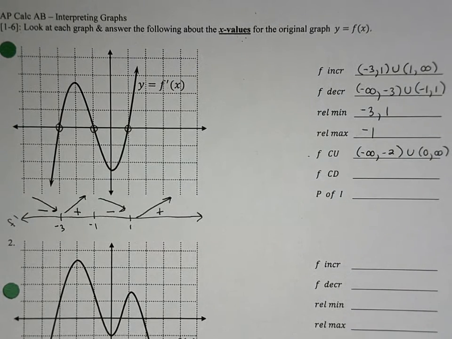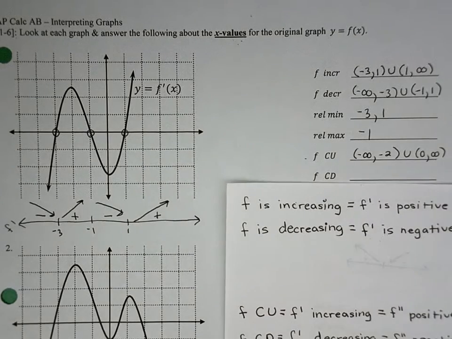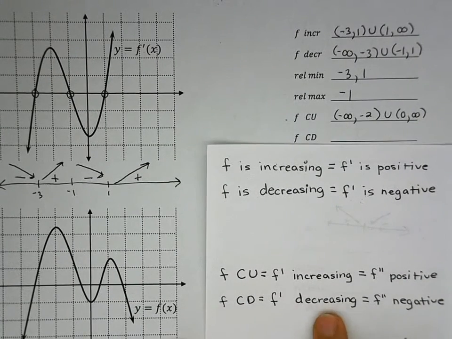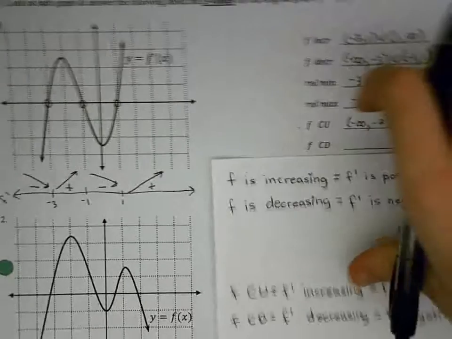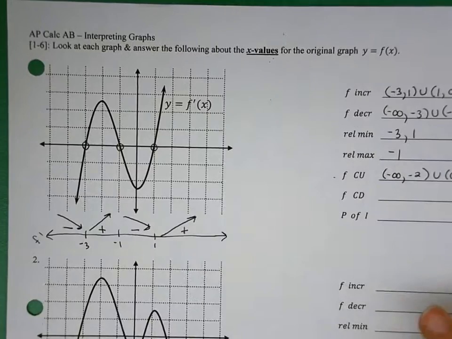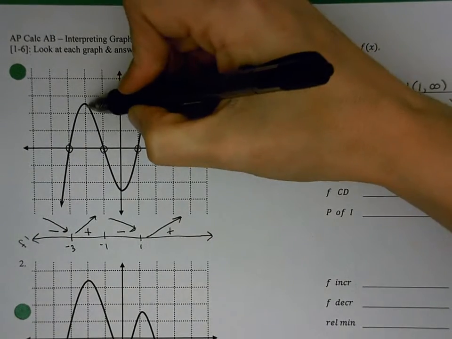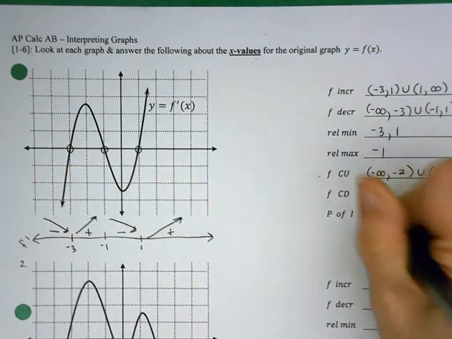F concave down. Again, we have to translate. F concave down is when F prime, slide this up here, F is concave down when F prime is decreasing, when F prime is going down. So that's what I'm going to be looking for on my graph. F is concave down when F prime is decreasing. F prime is decreasing right here. It's going down from -2 to 0.